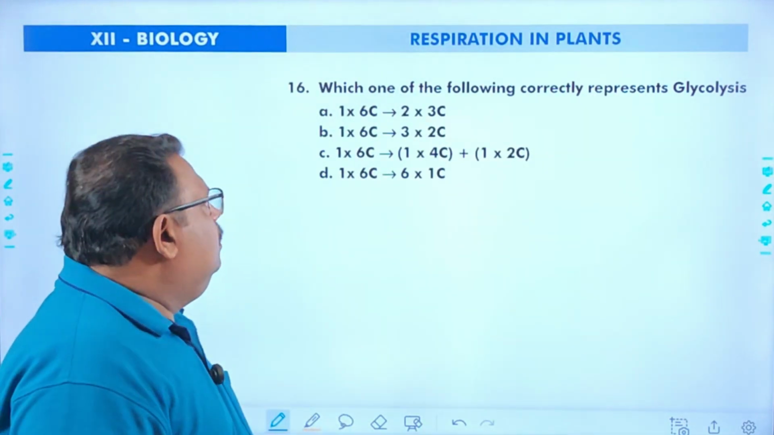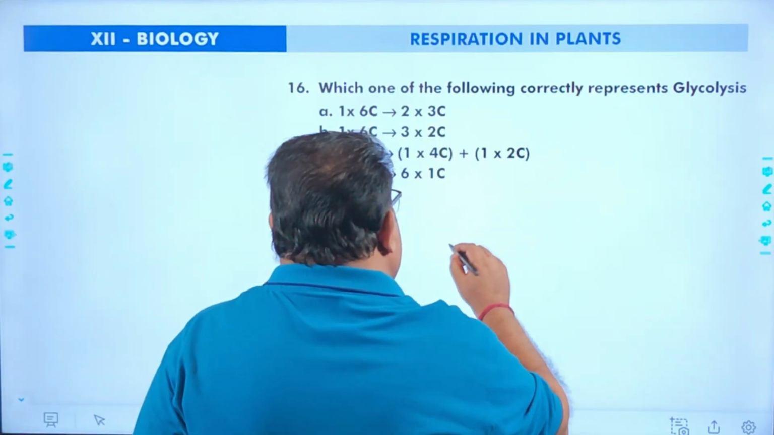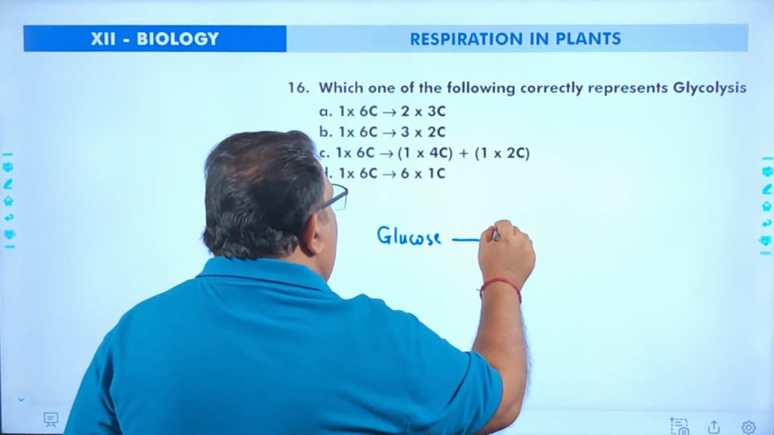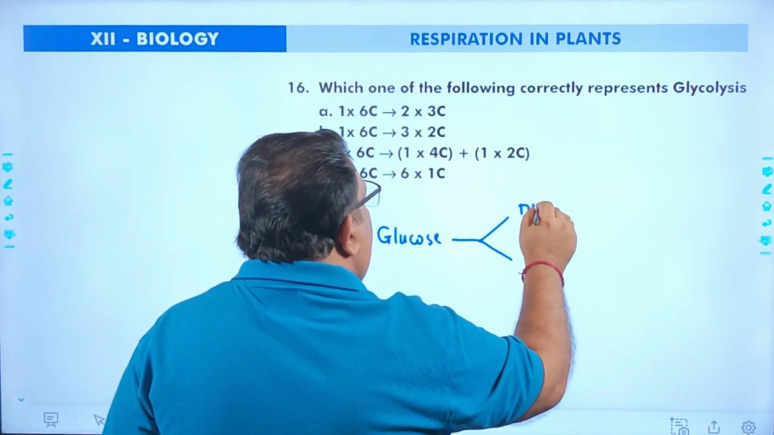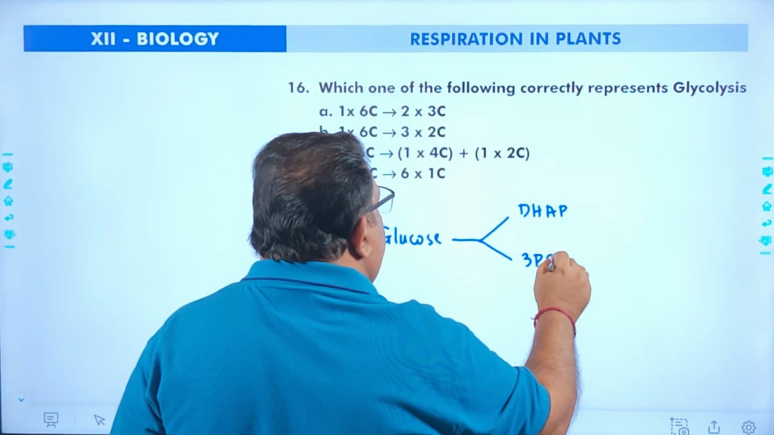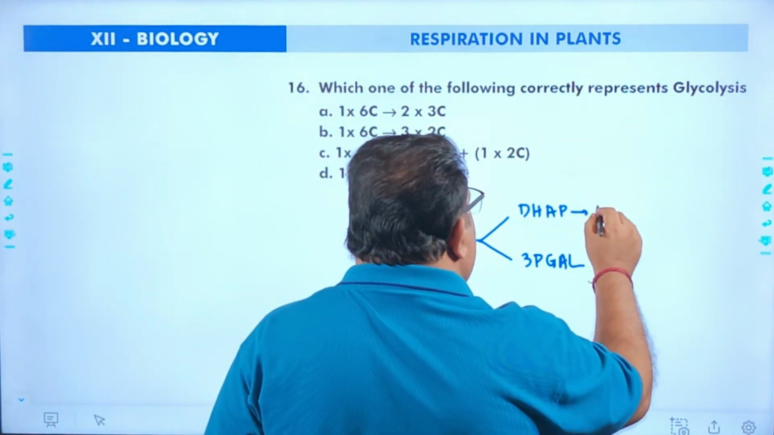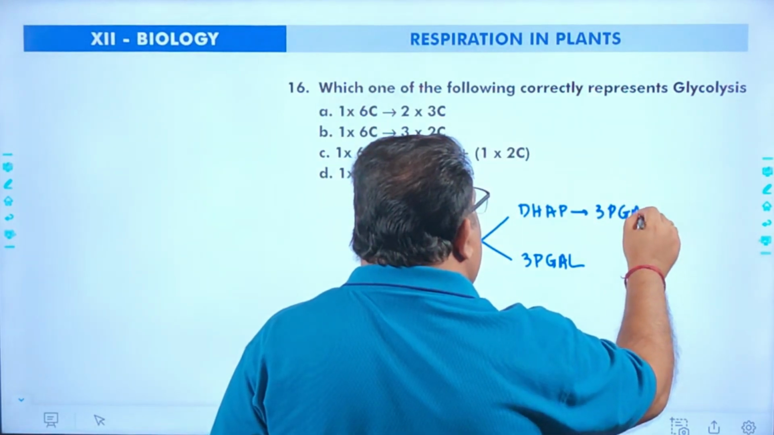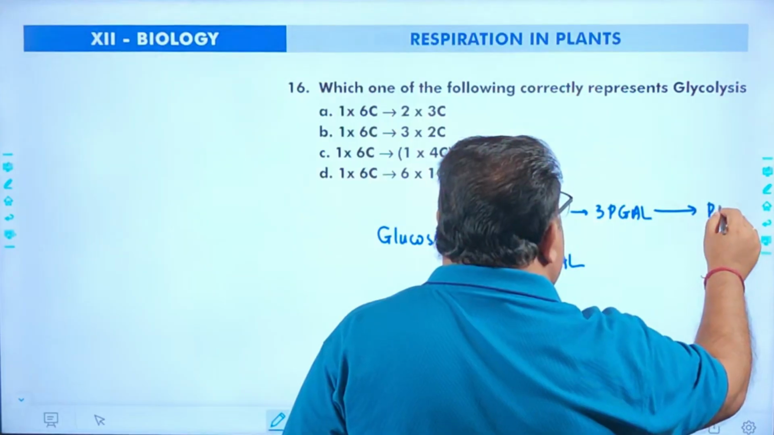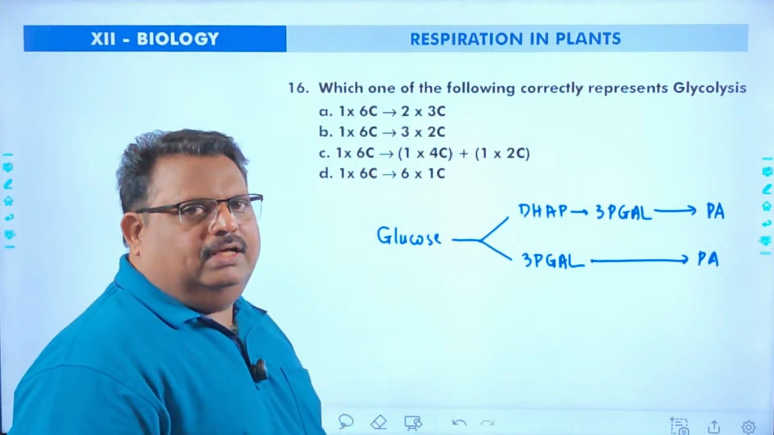Next one. Which one of the following correctly represents glycolysis? In glycolysis, one molecule of glucose is broken down into one molecule of dihydroxyacetone phosphate and one molecule of 3-phosphoglyceraldehyde. Then this dihydroxyacetone phosphate is also converted into 3-phosphoglyceraldehyde. These two molecules of 3-phosphoglyceraldehyde are finally converted into pyruvic acid. This is a summary of glycolysis.